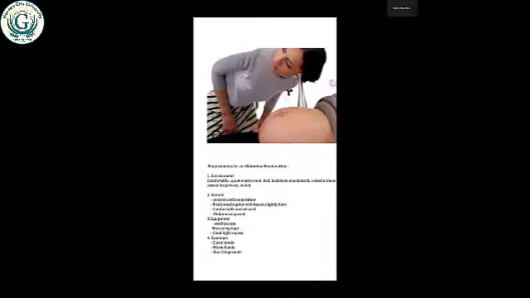Then we go to the examiner, the person performing the examination. You have to wash your hands. Your hands have to be clean and warm. And you have to have short fingernails.